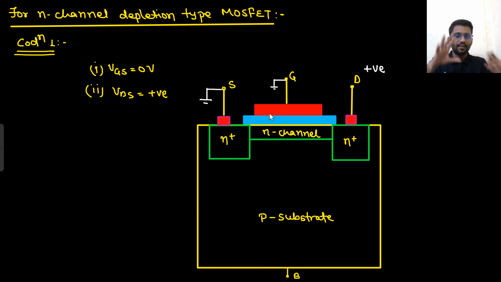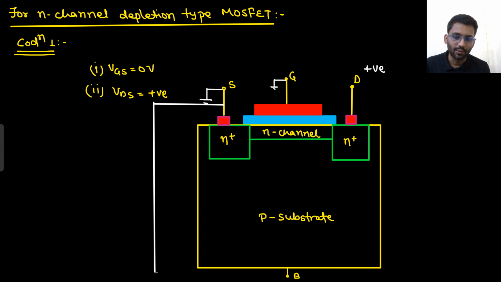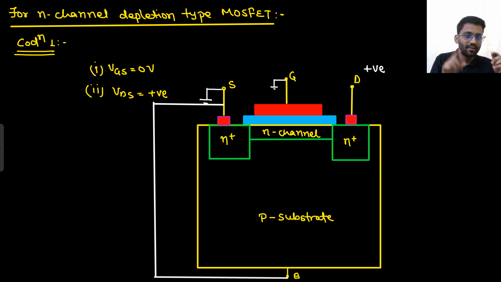And one more thing. There is a phenomenon known as body effect. Until I explain body effect, the source and body will be shorted. If I forget to show it shorted, you have to assume it. Source and body will always be shorted until I explain the phenomenon named body effect. So this is grounded, and since they are shorted, this will also be grounded. So source and body are grounded.